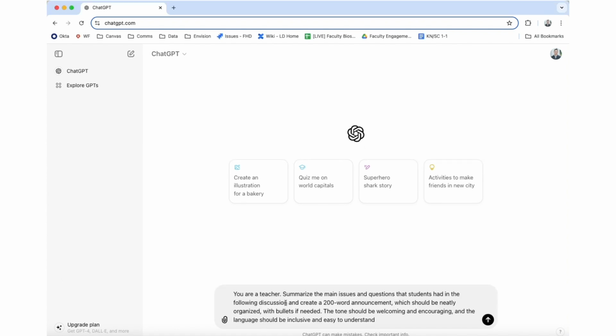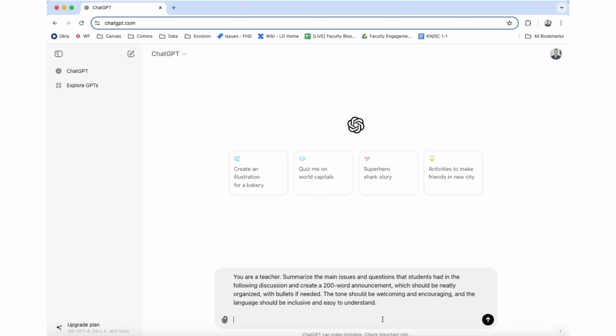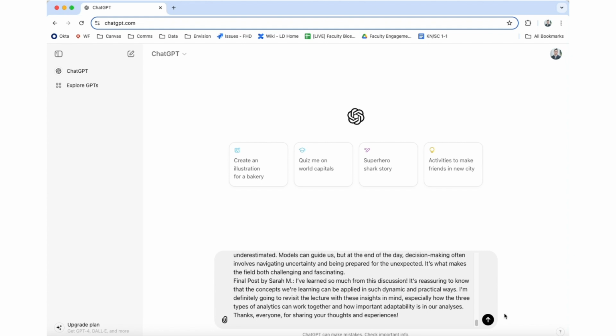You are a teacher. Summarize the main issues and questions that students had in the following discussion and create a 200-word announcement, which should be neatly organized with bullets if needed. The tone should be welcoming and encouraging, and the language should be inclusive and easy to understand. Then we can create a space and insert the points of the discussion.